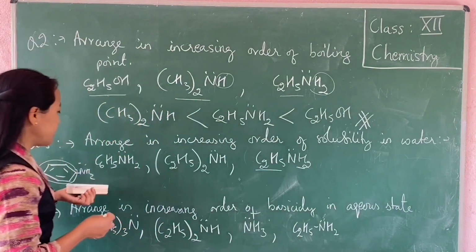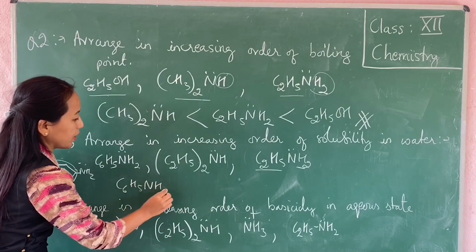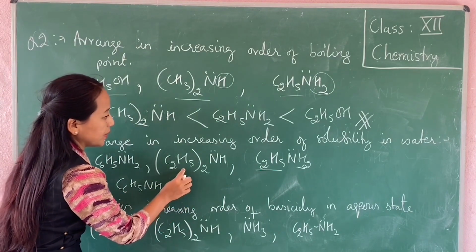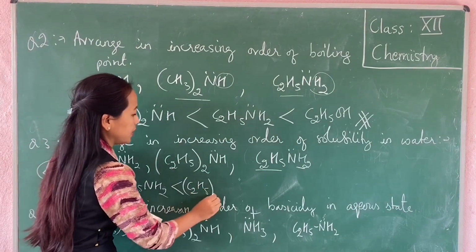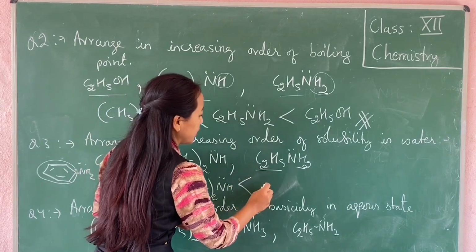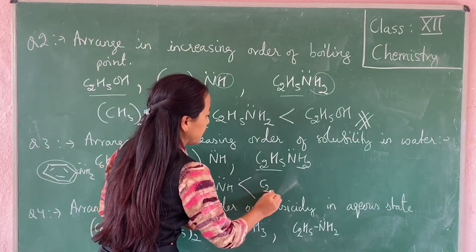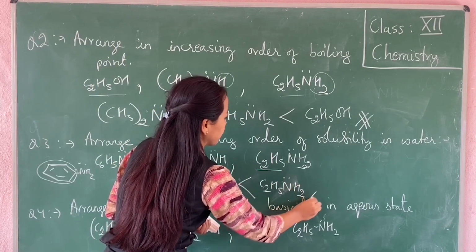So this is least soluble, C6H5NH2, and the second one will be this one, (C2H5)2NH, and the most soluble will be this compound with less carbon chain, C2H5NH2.